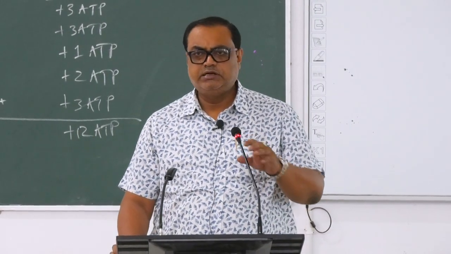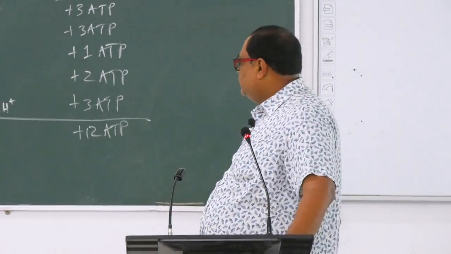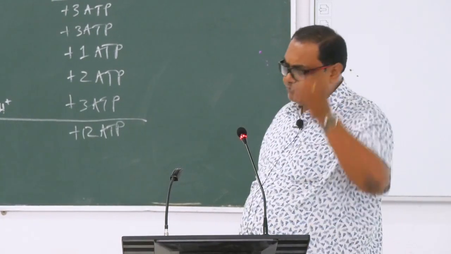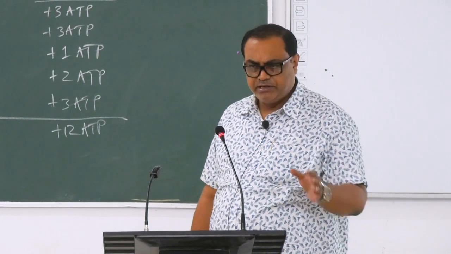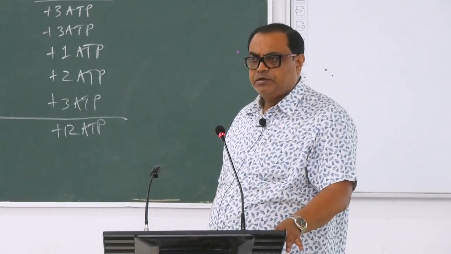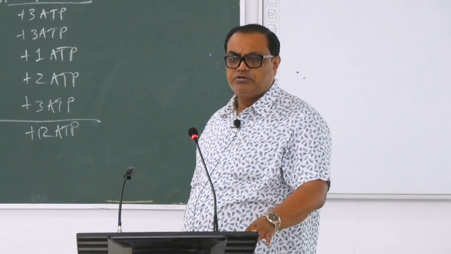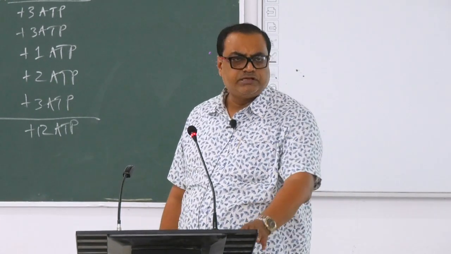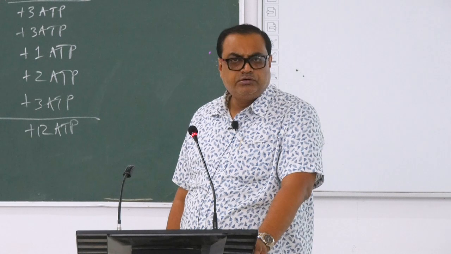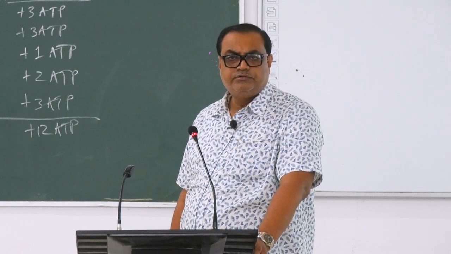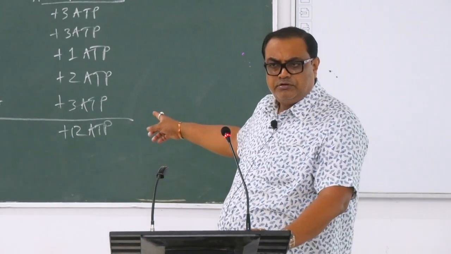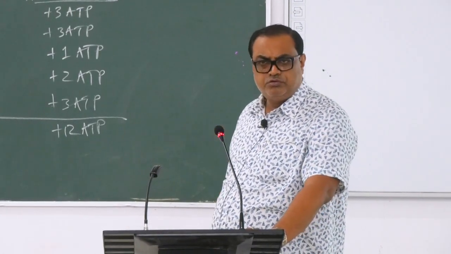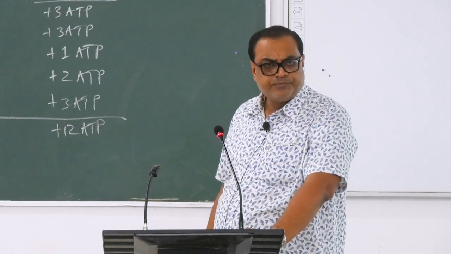So as far as the energetics of the TCA cycle is concerned, oxidation of one acetyl coenzyme A produces 12 molecules of ATP. Fine. Now oxidation of one molecule of glucose gives rise to 2 molecules of acetyl coenzyme A. So oxidation of one molecule of glucose will give 12 into 2, 24 molecules of ATP.